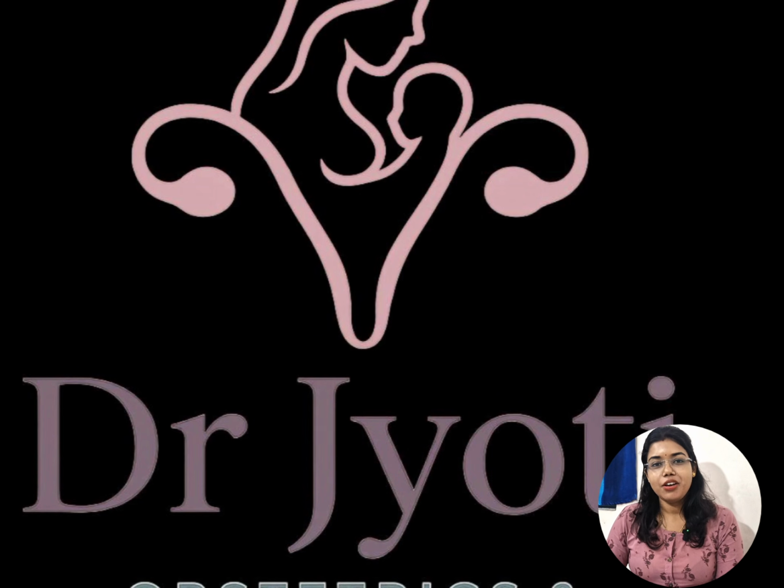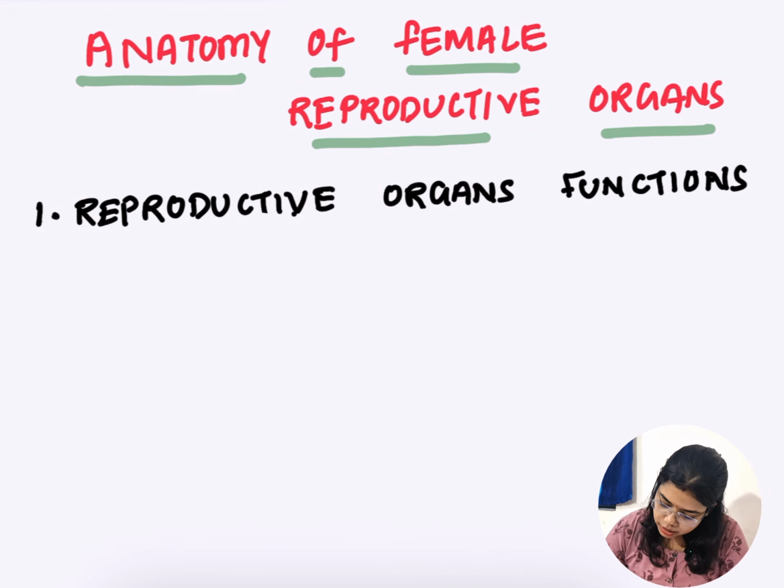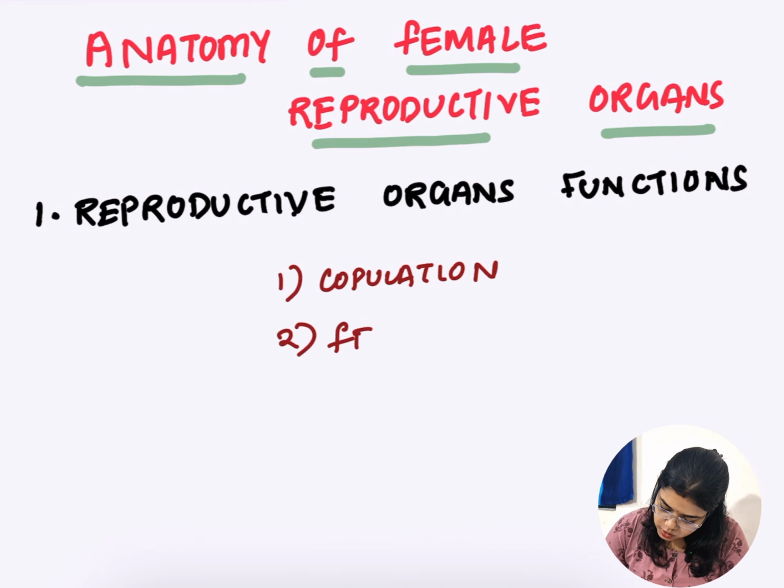Hello everyone. Let's start with the first chapter, that is anatomy of female reproductive organs. So, coming to the first thing, what are the functions of the reproductive organs? First function, it is copulation, that is intercourse. Second, fertilization, that occurs in fallopian tube.